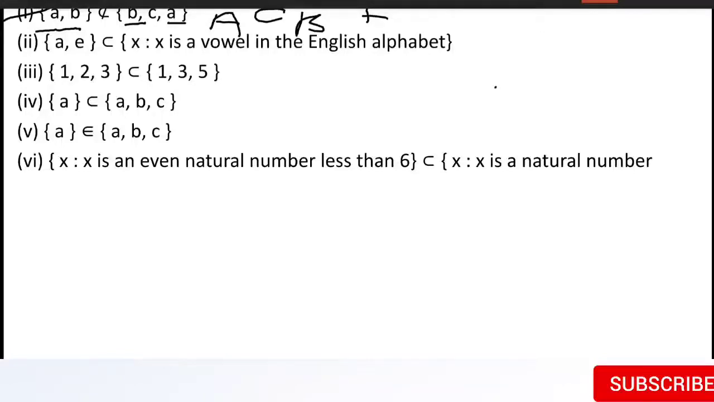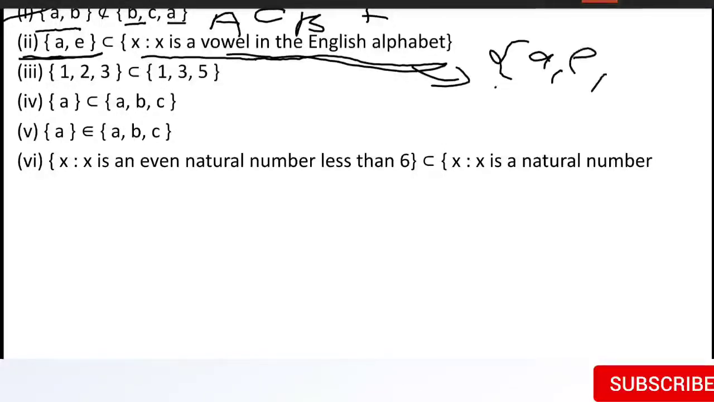Now in the next example, now see the second example. Here set A contains element A and the second set contains the collection of all vowels in the English alphabet. In the English alphabet the vowels are A, E, I, O, U, that means this set B contains elements A, E, I, O, U, and here the first set contains A.